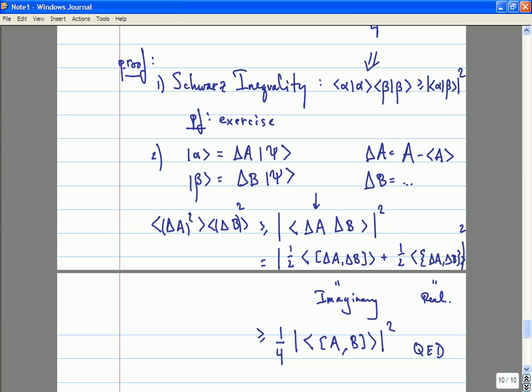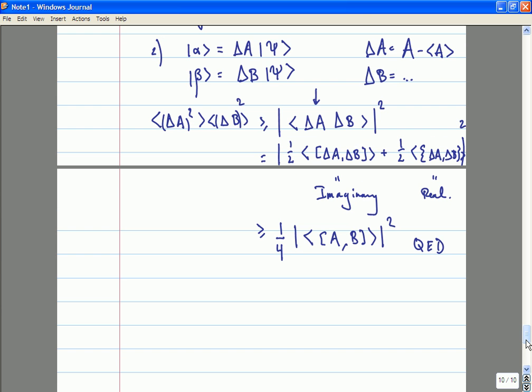So, of course, the most famous application of the uncertainty principle is the position-momentum uncertainty relation, which says, for example, that if you're considering a particle moving in one dimension, then because the commutator of the position and momentum operators is the constant i h bar, then the product of the variances will always be greater than or equal to h bar squared over 4.